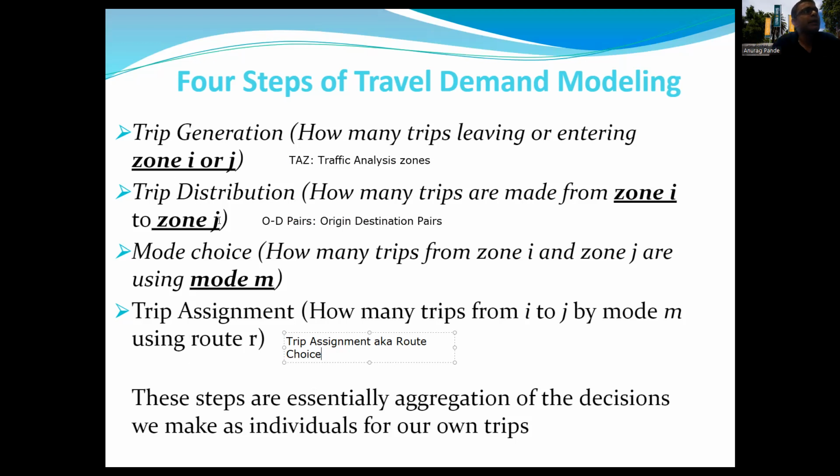So these steps are basically trying to aggregate the individual choices people make as they go about their travel patterns. And these decisions are modeled using travel diary surveys. A lot of these could be obtained from the census surveys as well. So you'll see the different types of data that are being used for these travel demand modeling steps.